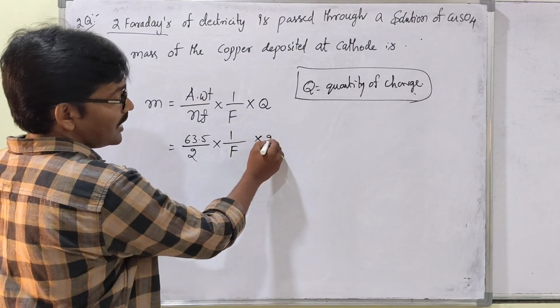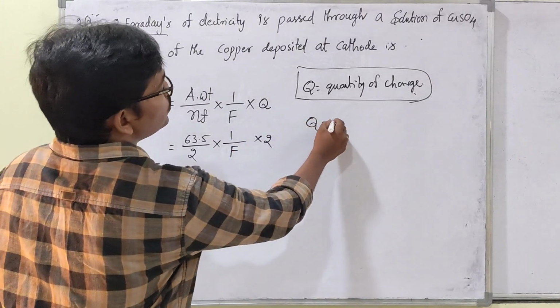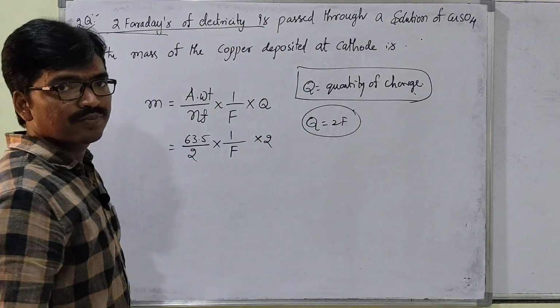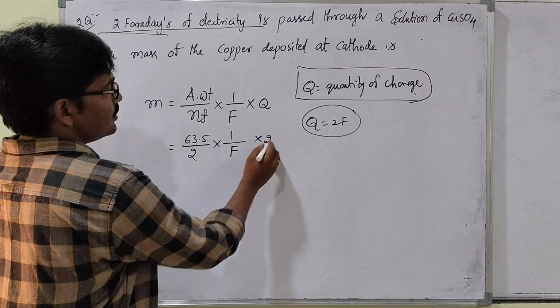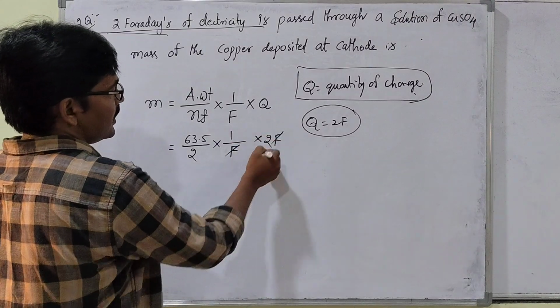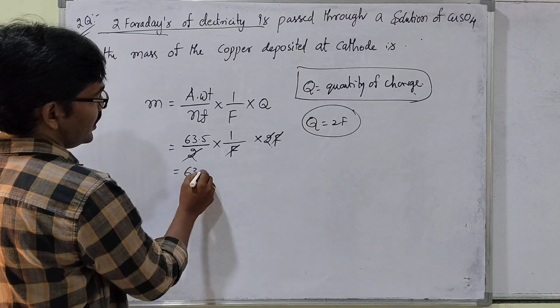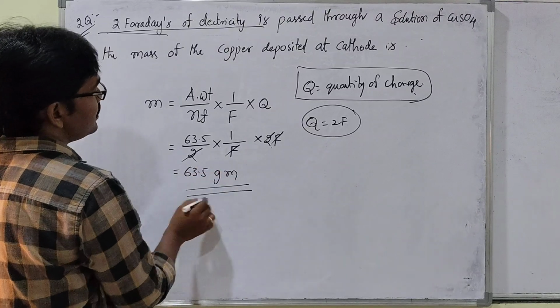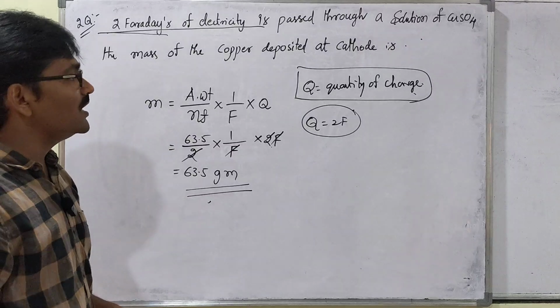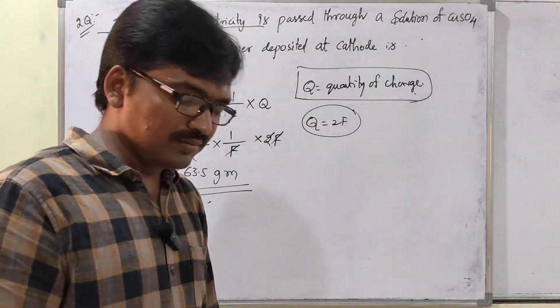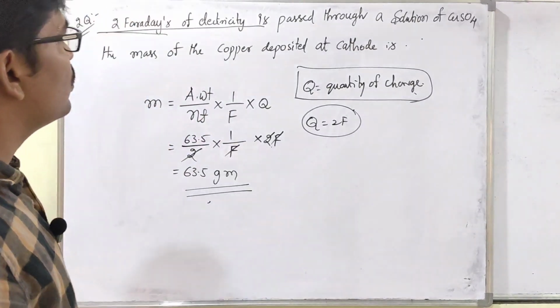Note it. Here I told that Q equals 2 Faradays, as mentioned in the 2 Faradays of electricity. Clear, my dear students? Then Faraday cancels, and 2 cancels. Then you can get 63.5 grams of substance deposited or liberated at the electrodes. Okay. Understand? Yes, note one more question here.